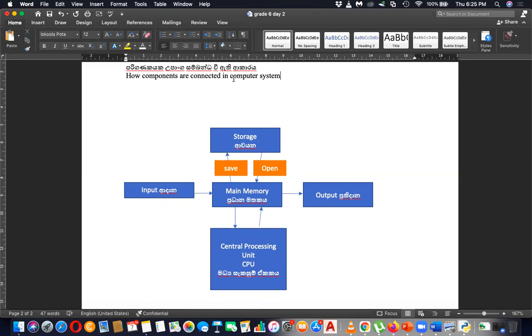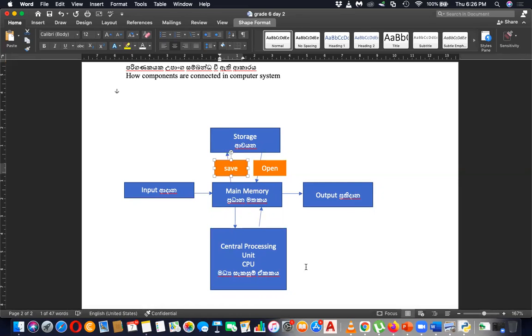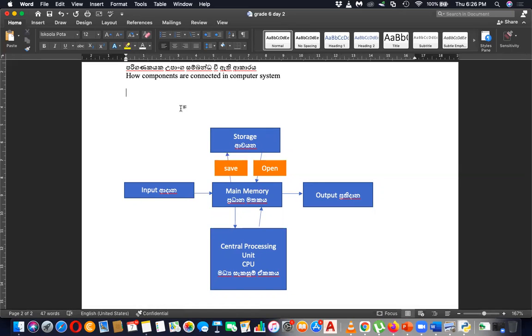How components are connected in a computer system. English words are enough. No need to write the Sinhala wordings. Please draw this quickly.